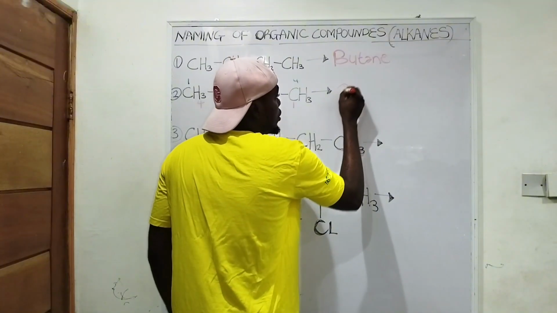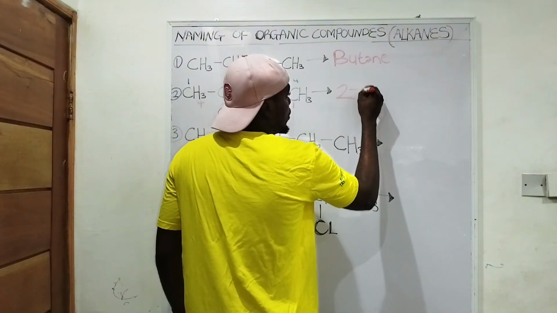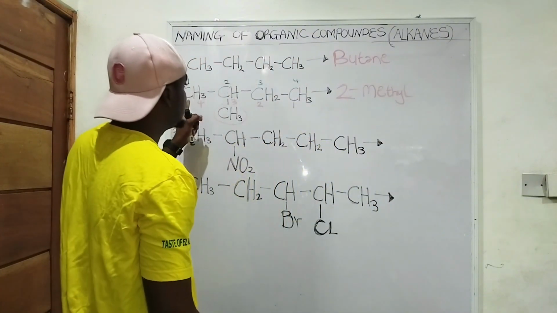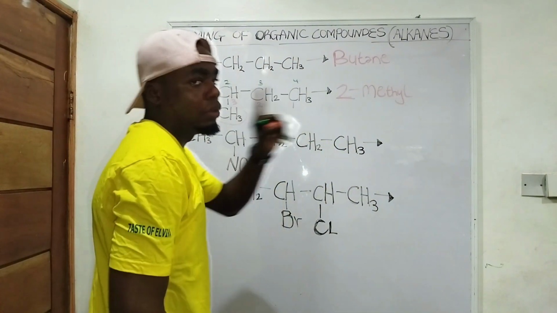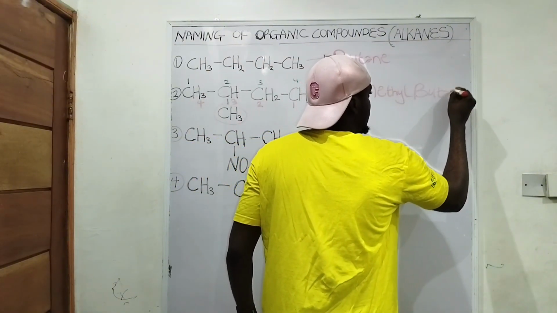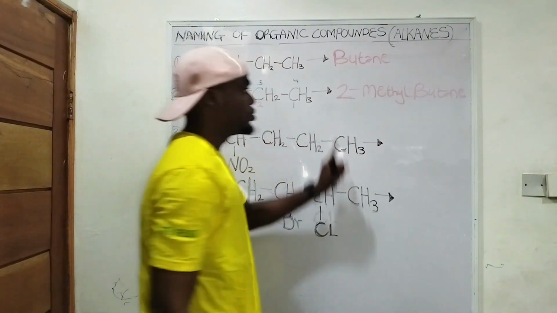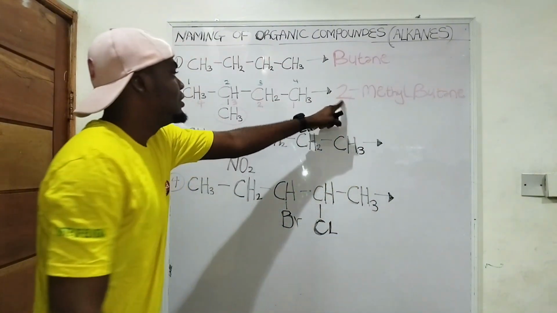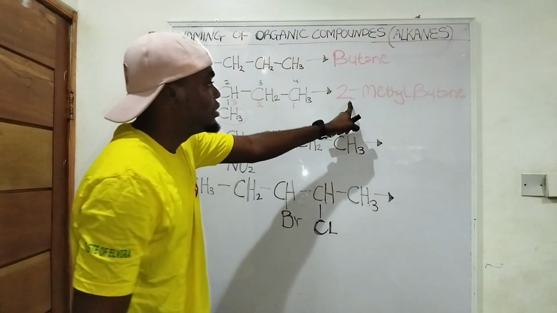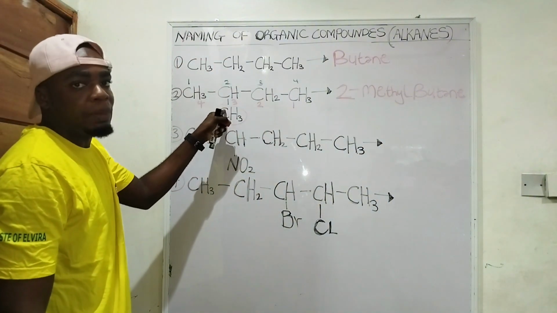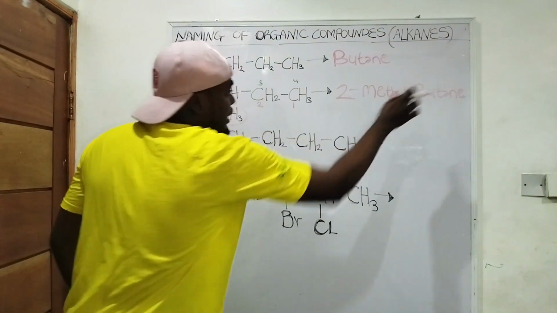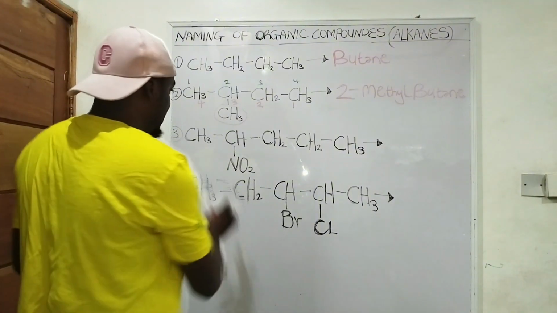So you name it as 2-methyl. And the parent chain is how many? 1, 2, 3, 4. So you name it 2-methylbutane. 2-methylbutane. The 2 here is because the substituent is attached to carbon 2. Remember, we followed the green direction. So that's why the 2 is here. The methyl is the name of this particular substituent. Then the butane, that is because we have the longest carbon chain as 4. That's why we ended it with butane. Hope you understand.